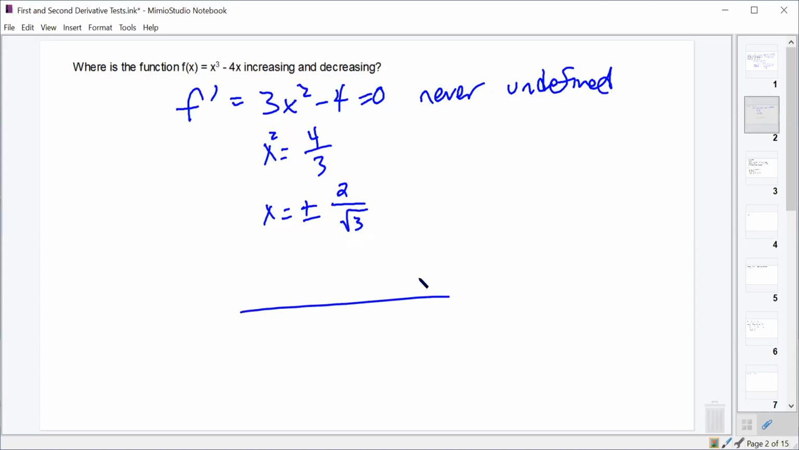So we'll make a sign chart and put those two values on. And then I'd like you guys to take a second to plug in the numbers and see what happens on your sign chart. So take a second, plug in those numbers, and let me know what you get.